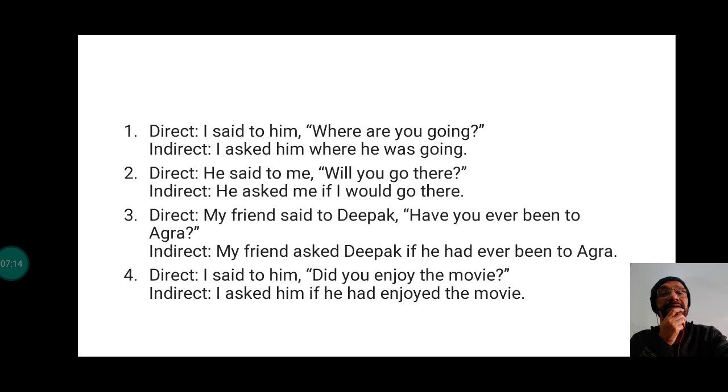I hope this is clear. There are 4 examples I have given. I said to him, "Where are you going?" So indirectly, I asked him where he was going. See, in the direct speech, "you" is the subject and "are" is placed before it, so it becomes interrogative. In the indirect speech, "he" is the subject and "was" is placed after it. So it becomes an assertive sentence, a statement.